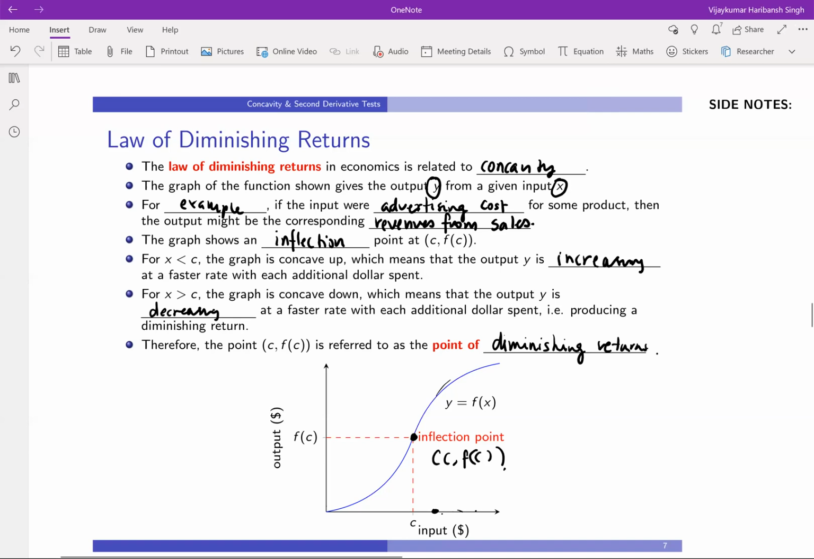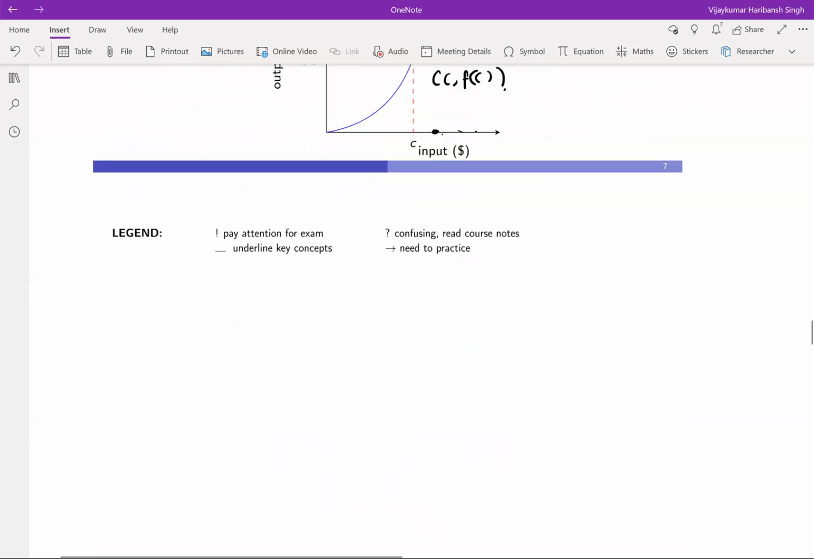Okay, that means the output in this case is not increasing at the same level as it was increasing here. So the returns are diminished.